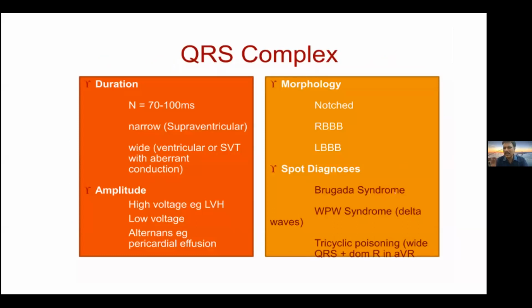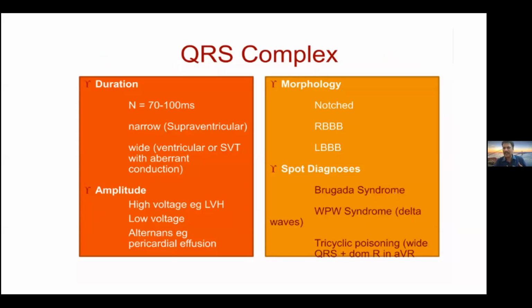Low voltage is whenever there is a thick chest wall. The electric activity is not able to reach closer to the heart. Thick chest wall, pleural effusion, fluid in between, you will find small voltage complexes. That's all. Pericardial effusion, small voltage complexes. So simple. The basics are basics. Once you understand the basics, it becomes very, very simple.